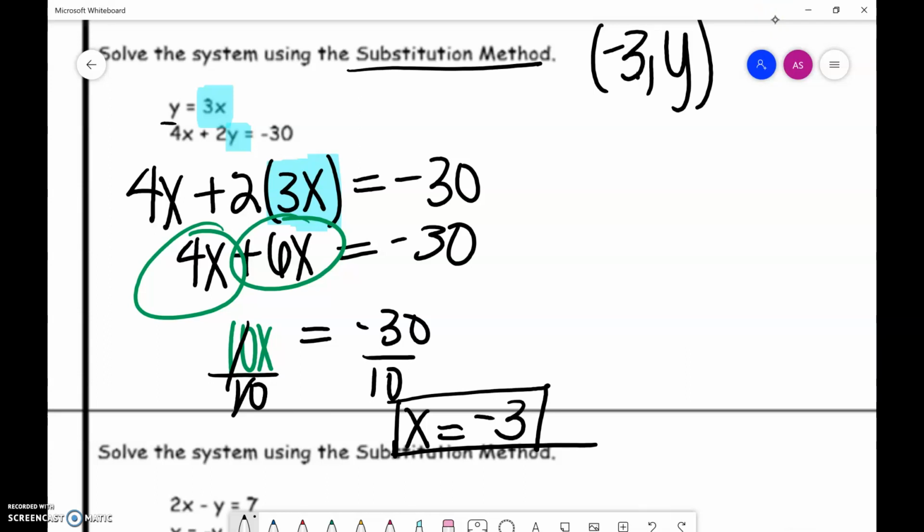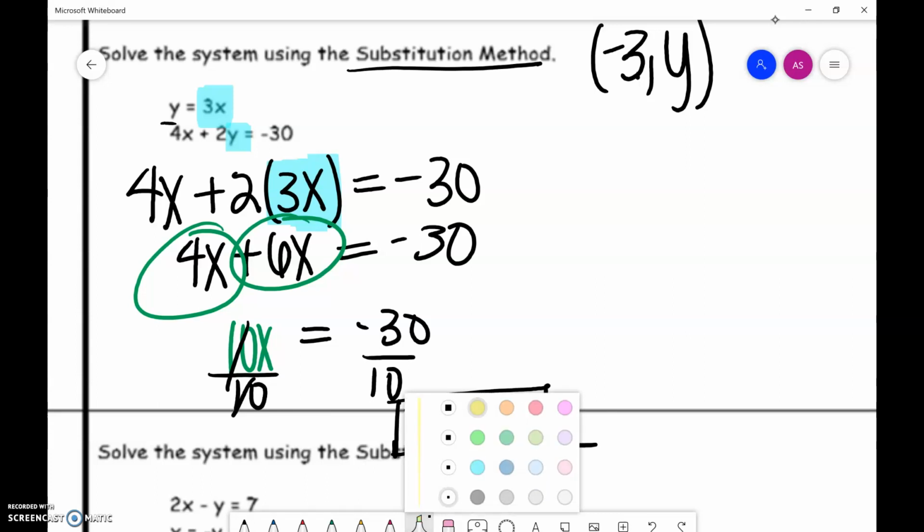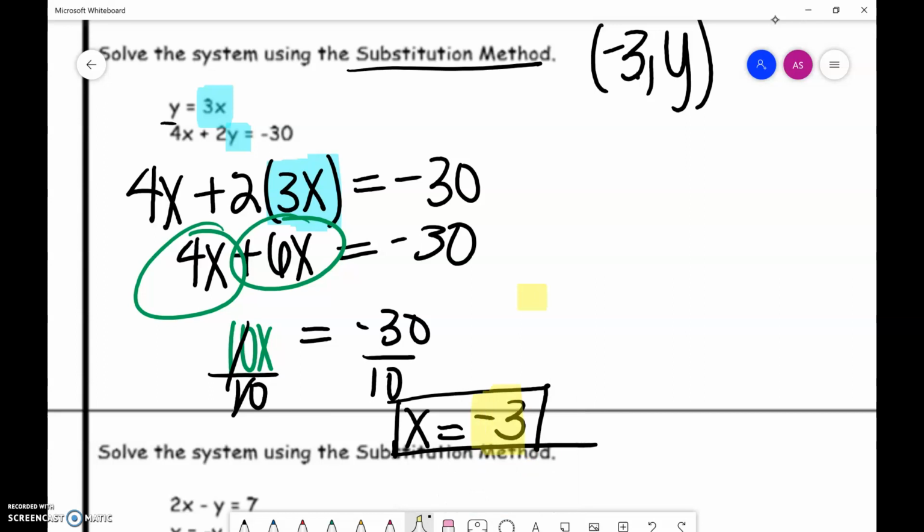Okay, so remember we said that it must be an x and a y. So now that I know what x is, I'm going to take that and plug it into one of my equations. You can choose any equation you want to, and you'll probably notice after doing a few examples that some equations will be easier than the others. So I'm going to choose the first equation.